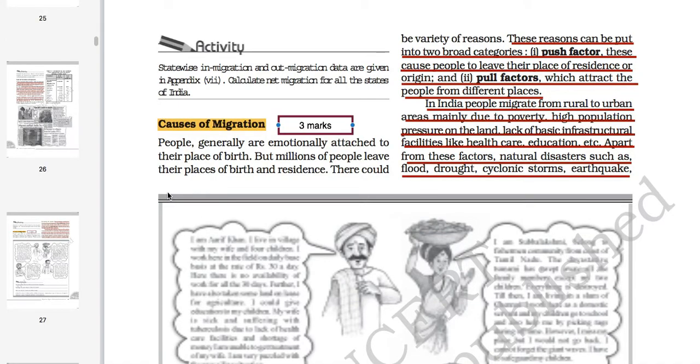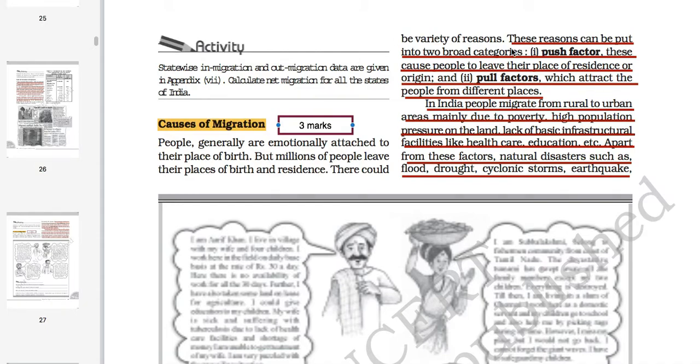Students, today we continue our second chapter, Migration, and today we discuss the next topic of this chapter, that is causes of migration. This question comes under 3 marks. People are emotionally attached to their place of birth, but millions of people leave their place of birth or residence for good job opportunities, for good socio-economic status, and for education also.